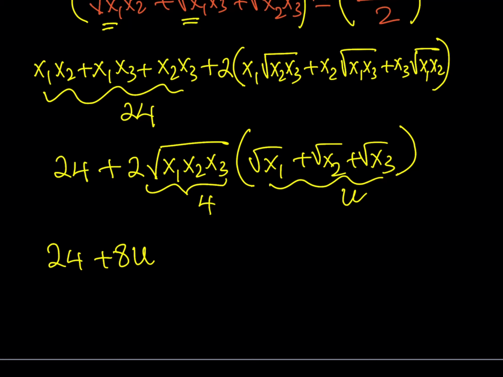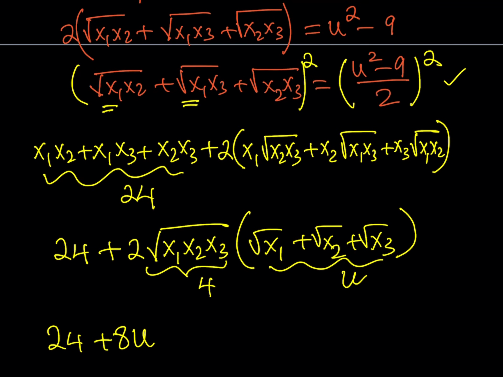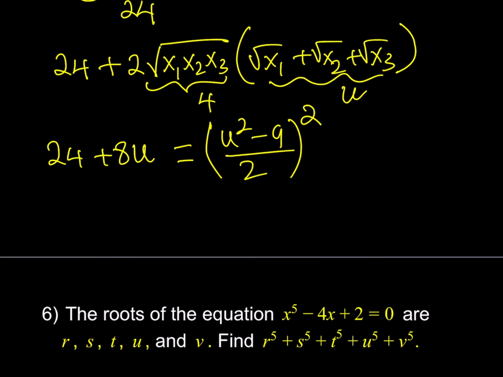I mean, a lot of improvement. And that is equal to this guy here. What is that? (u squared minus 9) over 2, squared. So we're going to set this equal to that, because it was initially equal to that, right? But I wasn't just using it, so let me write it that way. And then in the next step, I'm going to simplify this. So if we can solve this equation, we're good to go. All right, let's see how this goes.